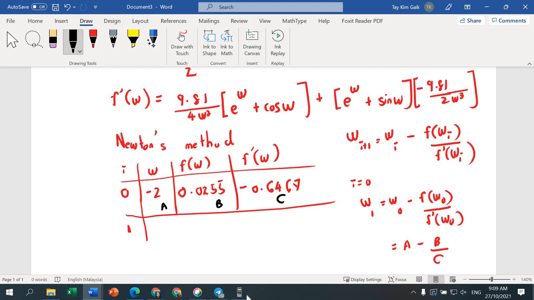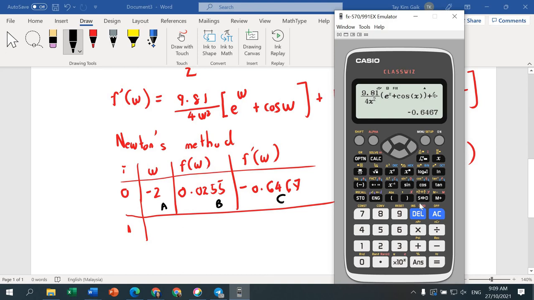Now you want to calculate w1 using the formula A minus B by C. Key in A is -2, B is 0.0255, C is -0.6467. So you get -1.9606.